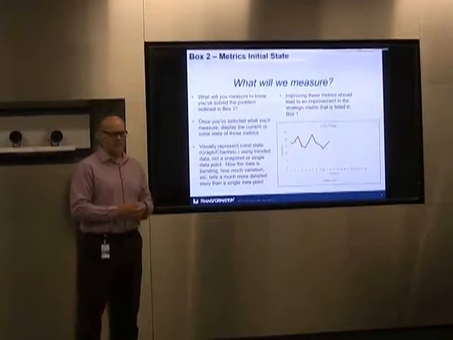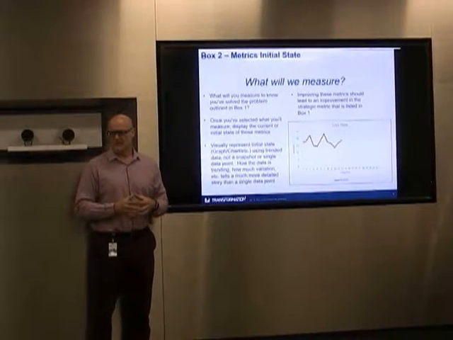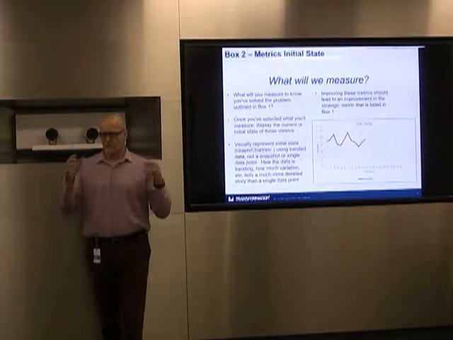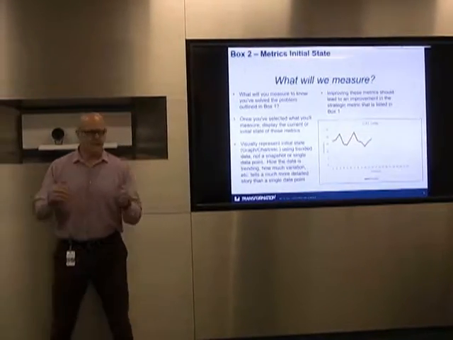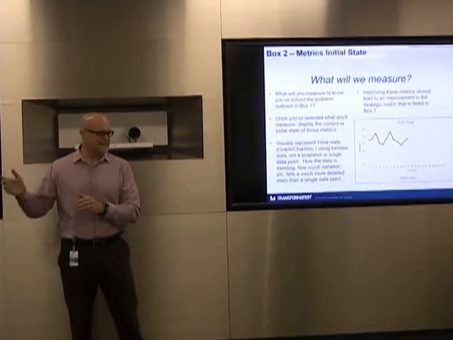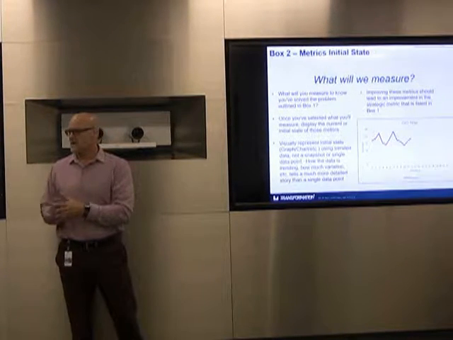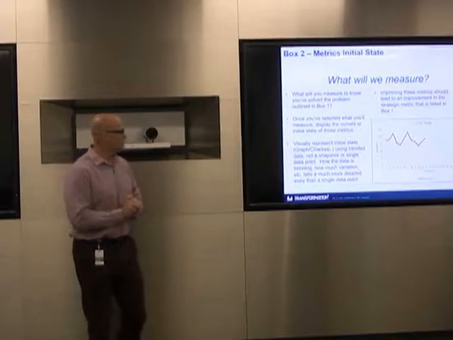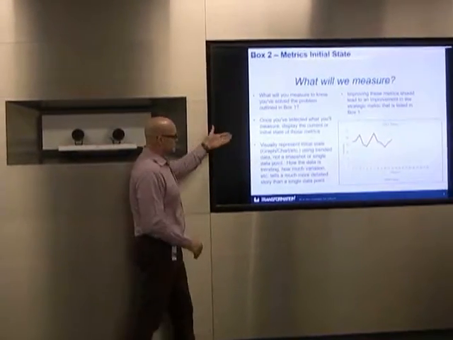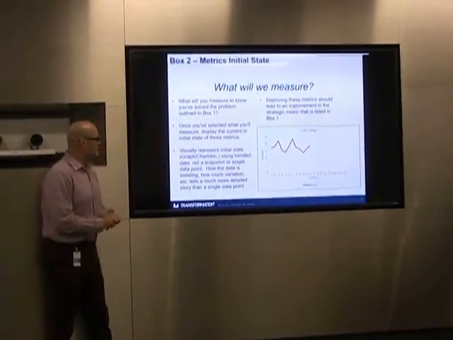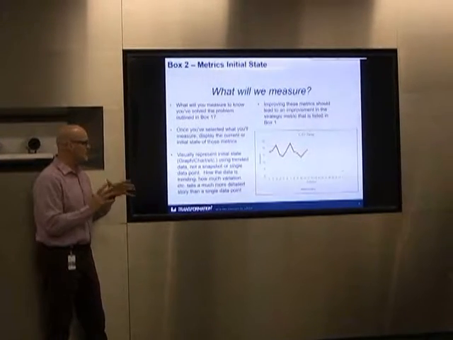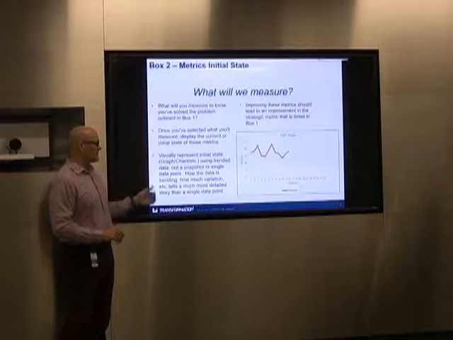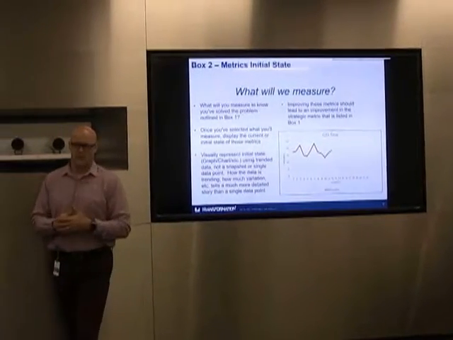The critical element of what's in box 2 is these are the measures that are going to prove where you are and that whatever you've done in box 8, you accomplished it. Make sense? Good. So, measuring the current and initial state of those metrics is in box 2. Visually representing the state is a graph or chart. Trended data.